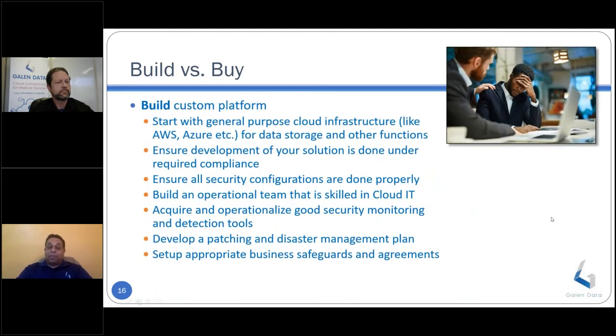If you are going to build yourself, I would suggest that you start by building on a general purpose cloud infrastructure, like AWS or Azure or something like that. And you use some of those functions like data storage and databases. Do make sure that whatever solution you use is compliant with HIPAA and GDPR or whatever compliance requirements you need. Not all AWS services, for example, are HIPAA compliant. Large majority are, but not all.